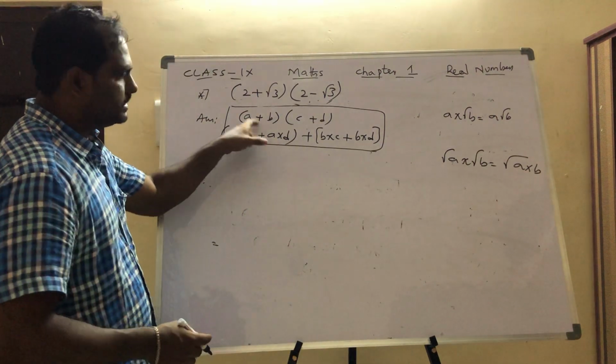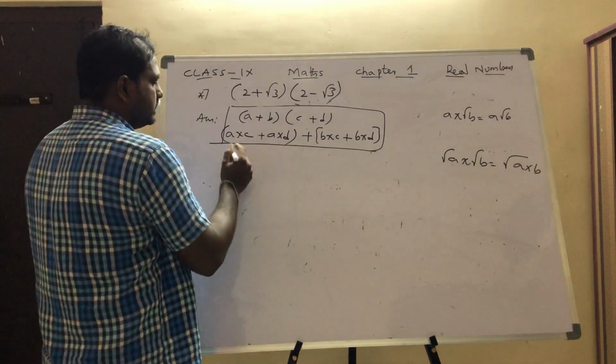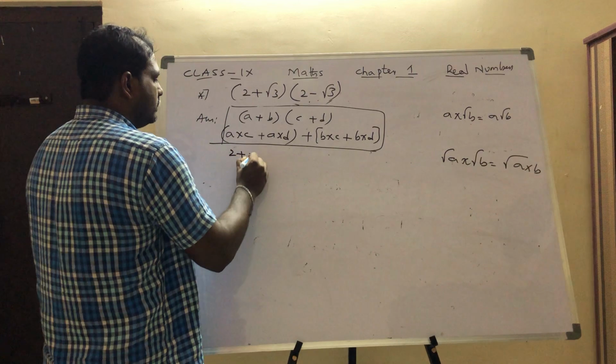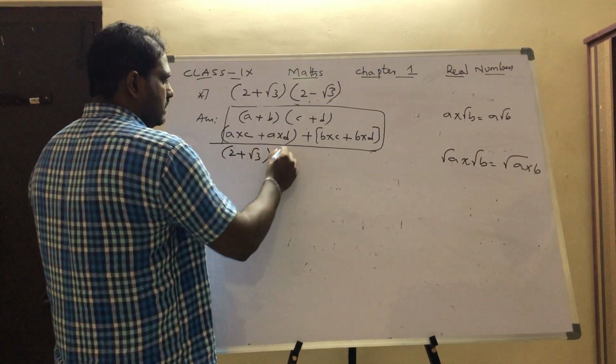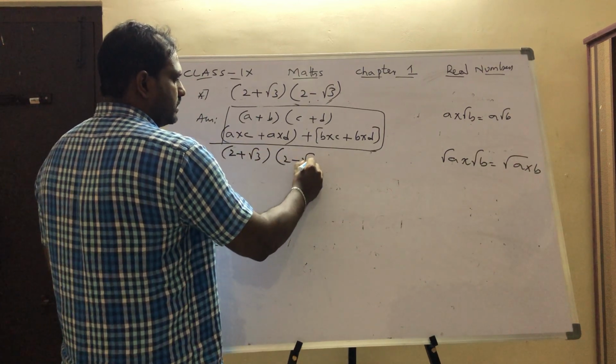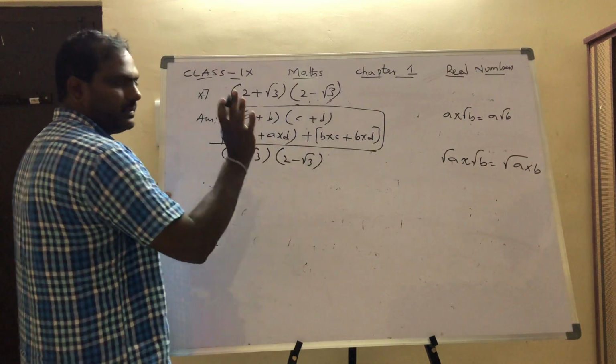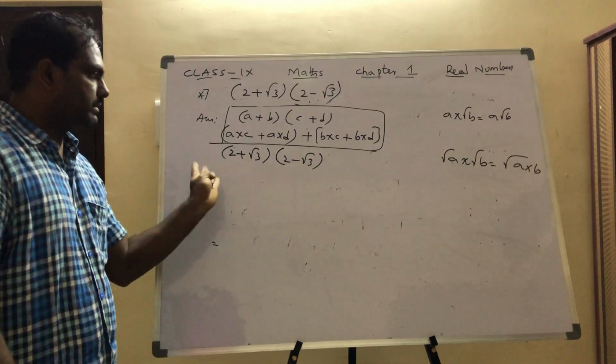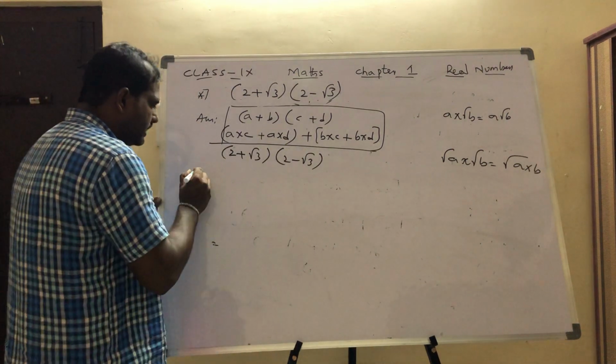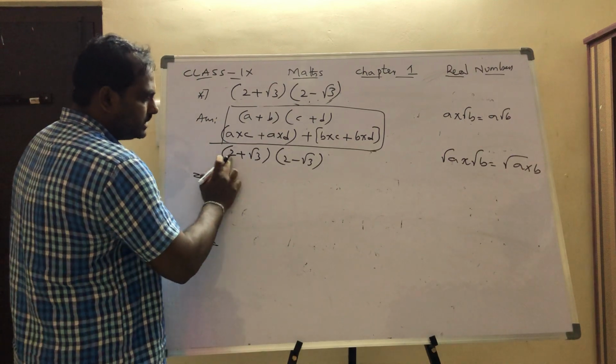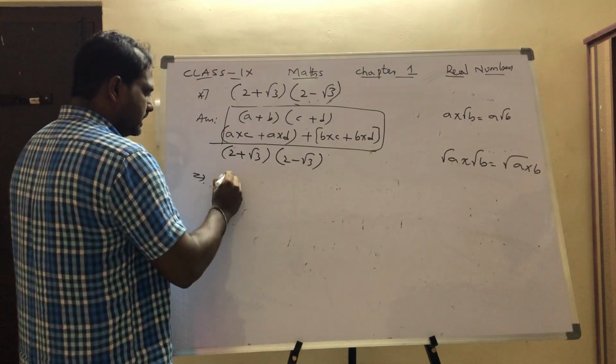Now first I'll tell you this method. What is this method first? (2 plus root 3) into (2 minus root 3). Here plus is there, here minus is there. That's all different. But the methodology is same. Now what is the first step? Yes, I have to multiply these two with these two. What will be the next step?